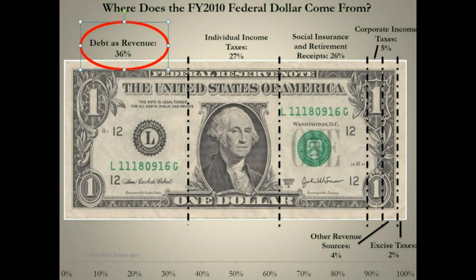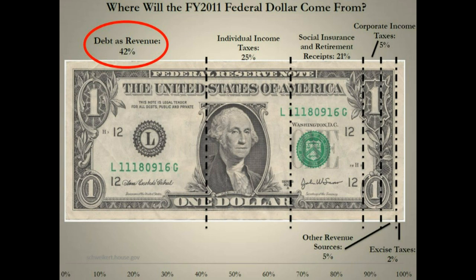This was 2010. Every dollar that was spent by the federal government, 36 pennies of it had to be borrowed. Up to 2011, today, 42 cents of every dollar that's spent is being borrowed. If you absorb that, that's when I really started to understand the scale of this.